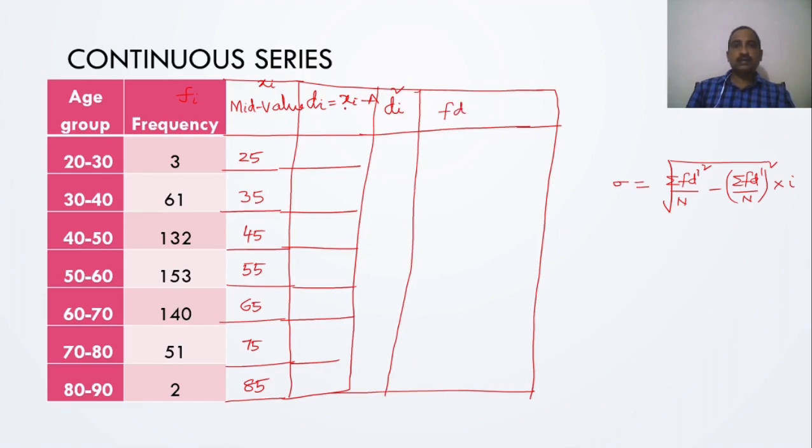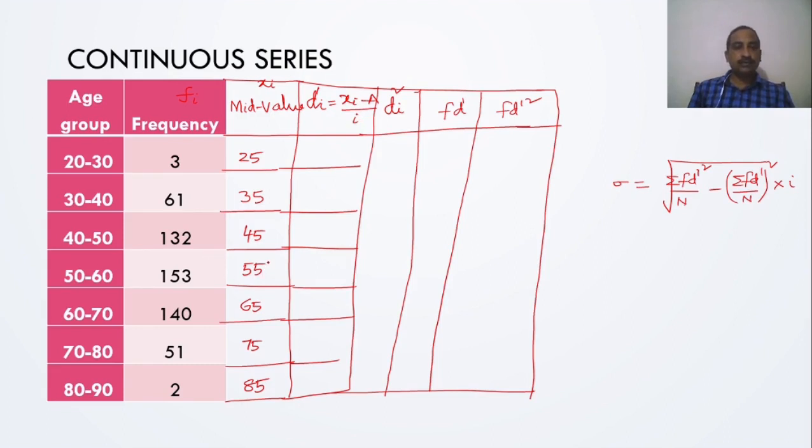Next you have to find out directly fd dash and fd dash square. Here d dash is nothing but xi minus a by i. Why? Because here, for all the values, the interval is the same. 35 minus 25 is 10, 65 minus 55 is 10. So that's why the i value is taken as 10.